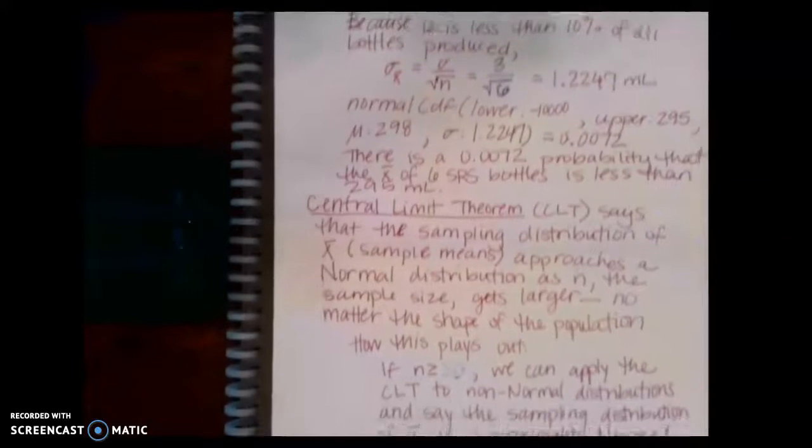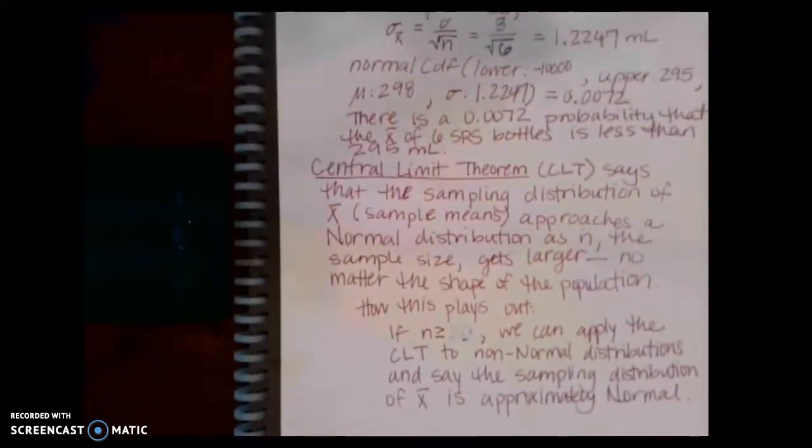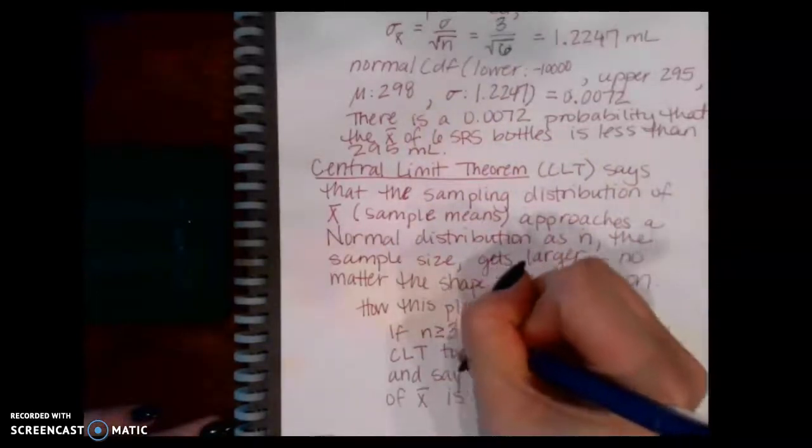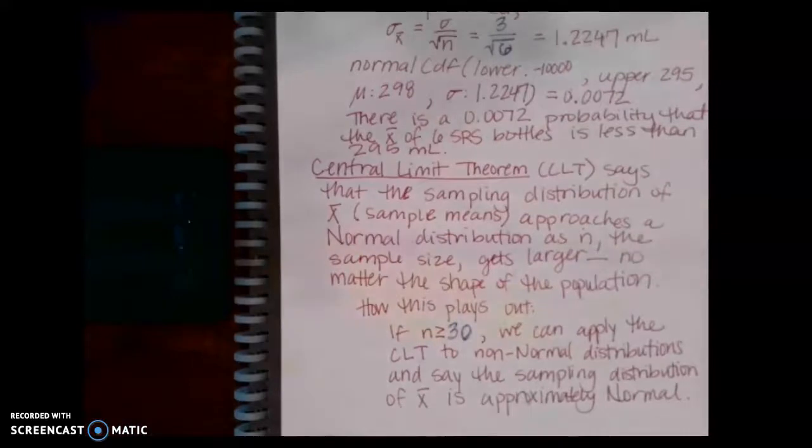So you've got a pretty good chance that it's all going to even out in the end. Now the central limit theorem, the CLT, says that the sampling distribution of x bar, the sample means, approaches a normal distribution as n, the sample size, gets larger, no matter the shape of the population. So it doesn't matter if it was skewed left or skewed right, as long as you have a sample size larger than 30, we can apply the central limit theorem to non-normal distributions and say the sampling distribution of x bar is approximately normal.